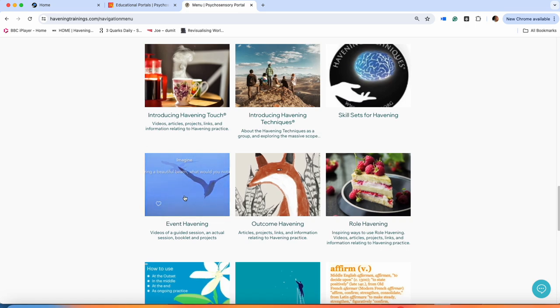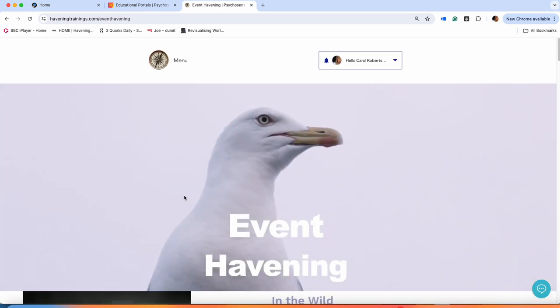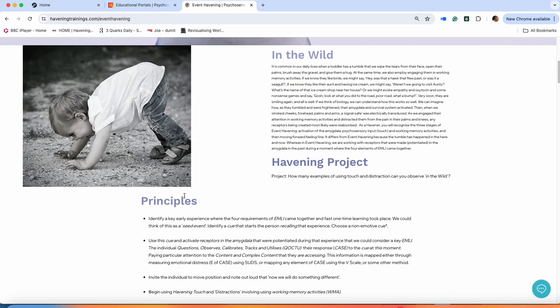So what have we got for event Havening? You can just click on that, it takes you in. So just thinking about how event Havening might relate to something that we see in the wild. In the wild, I mean, naturally, things that go on, somebody who doesn't know about Havening. The example I give here is, if we think about when we're with toddlers and they have a tumble, what do we do? We wipe the tears from their face, we open their palms, we look and see if there's any gravel, we brush away any gravel, we give them a hug.